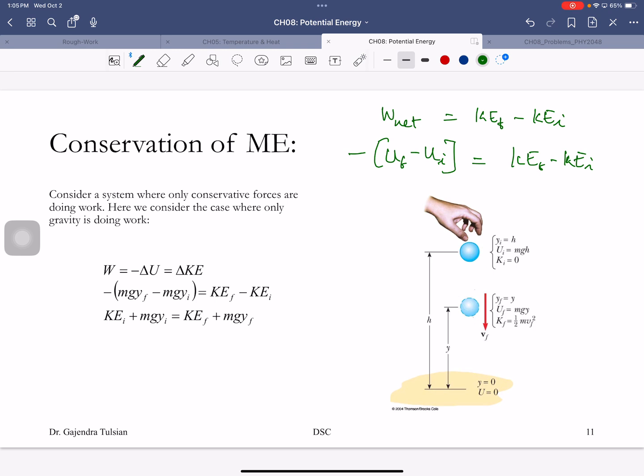All right. And that's minus. We'll bring this to that side. Minus of minus is plus, and we'll bring this guy to this side. So KE initial plus U initial equals KE final plus U final. Look at this. This is pretty good. This quantity, the kinetic energy plus potential energy at the initial point, is equal to the sum of kinetic energy plus potential energy at the final point.